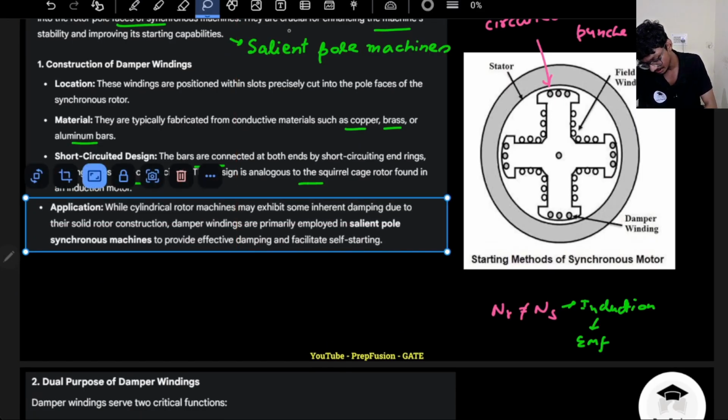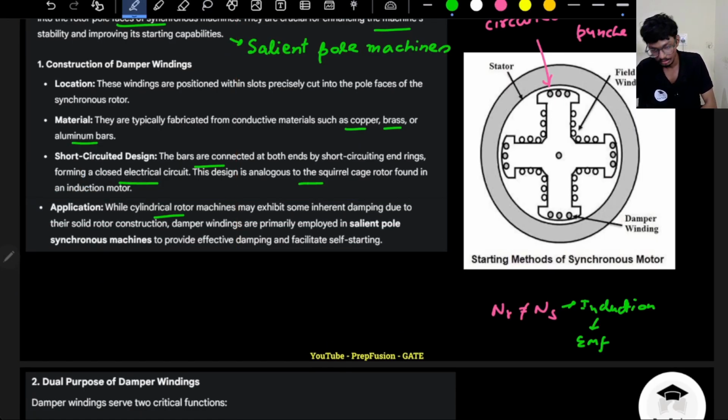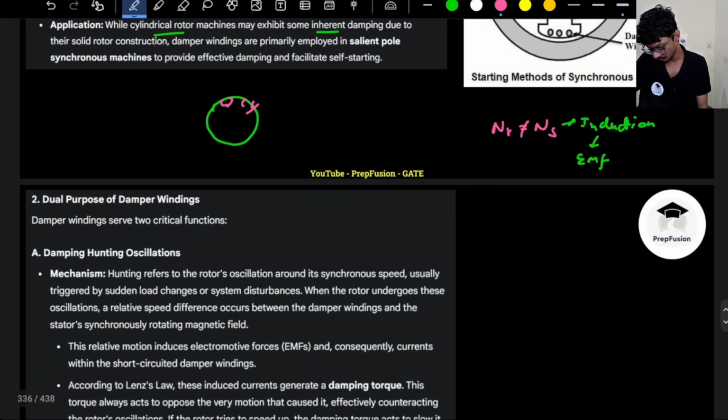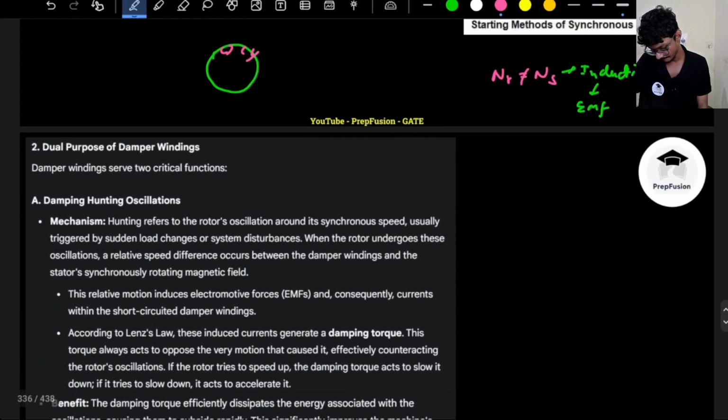So in a cylindrical rotor, the property of damping is inherently present. Why? Because it is already very uniform. So automatically a few short circuit currents will flow through the rotor, which opposes the oscillations. This will only be used in salient pole rotors. This is the key point that you have to understand.